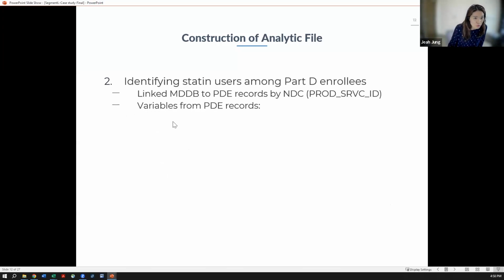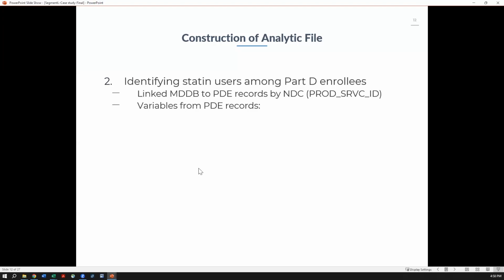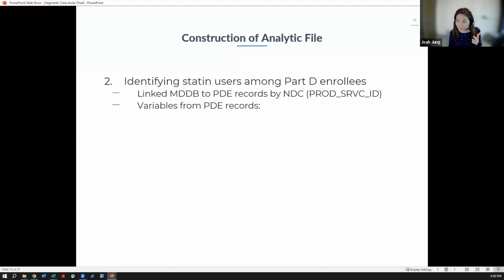Now, what variables would you keep from PDE records? I usually keep only the necessary variables to save my server space. So what are the really key PDE variables to keep in order to look at medication adherence? Patient IDs, then the product service IDs, then the days of supply, the quantity dispensed, and dates. Yes, we covered it very well. So we covered 3 key variables: product service ID, service date, and days of supply.